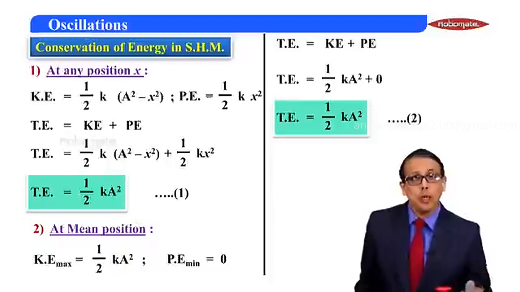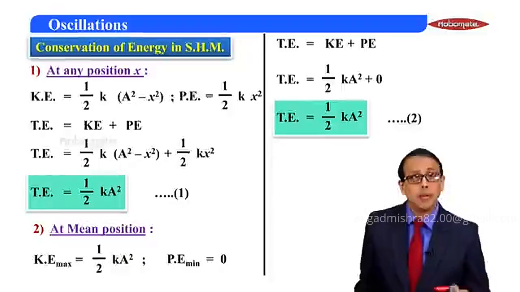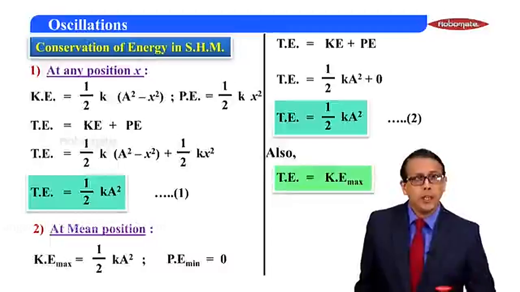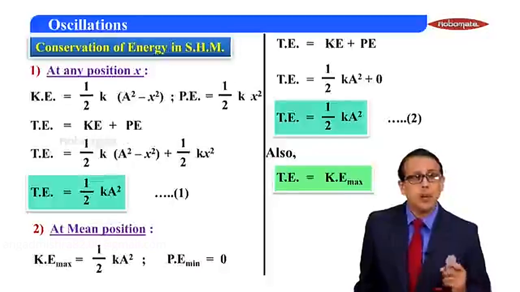Now, students, note equations 1 and 2 are same. That means total energy at any position and at mean position is the same. But one striking feature here, very clearly we can see KE max is equal to the value of total energy. Very important for numericals. It is but obvious because potential energy is 0 at mean.